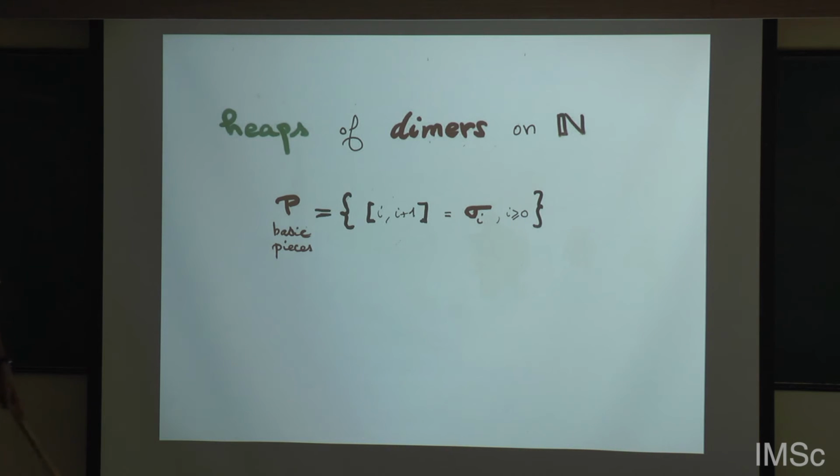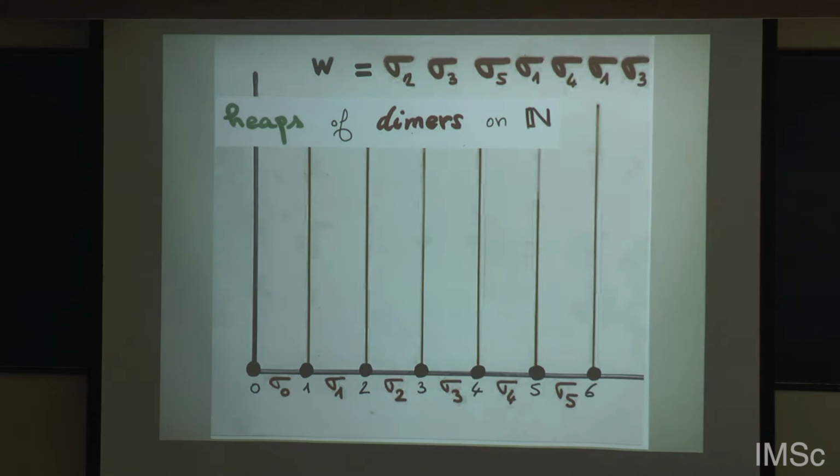So I will take, for the Ramanujan continued fraction, the diamonds to be only on the positive integers, and each will be just a segment of length 2 connecting i and i plus 1.